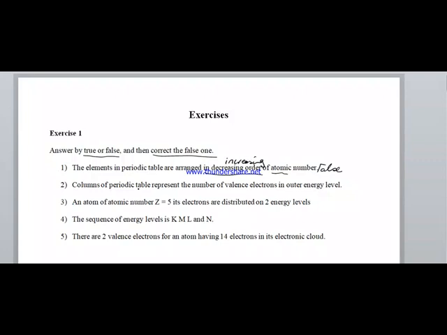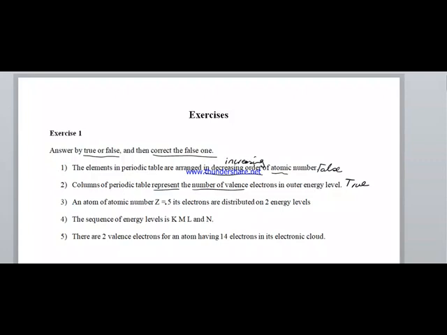Columns of the periodic table represent the number of valence electrons. It is a correct statement. This is the definition of a column. The column number is equal to the number of valence electrons in the outer energy level. It is a true statement.